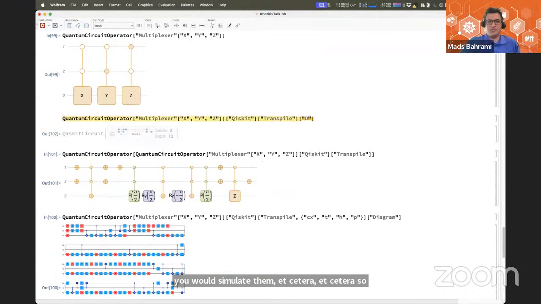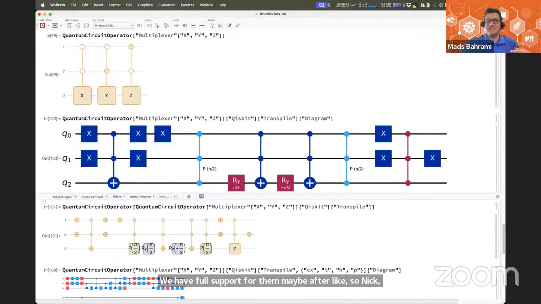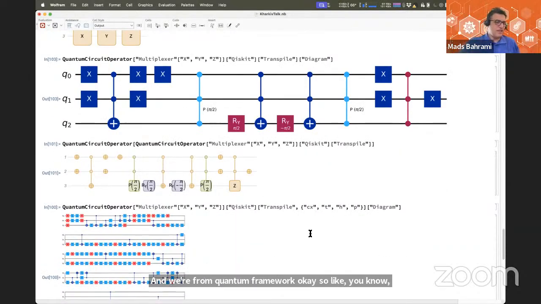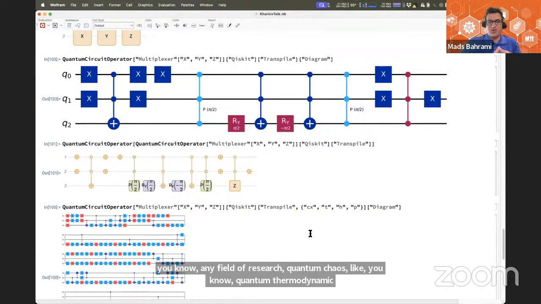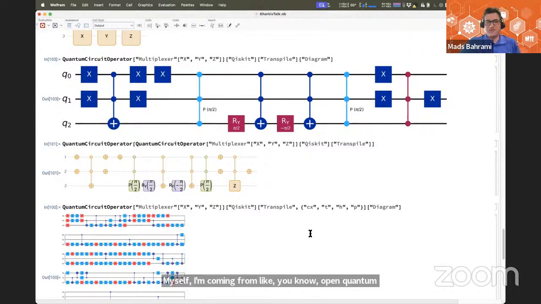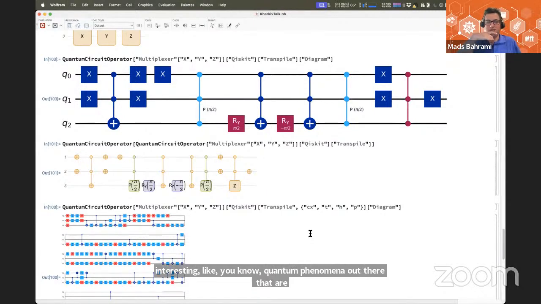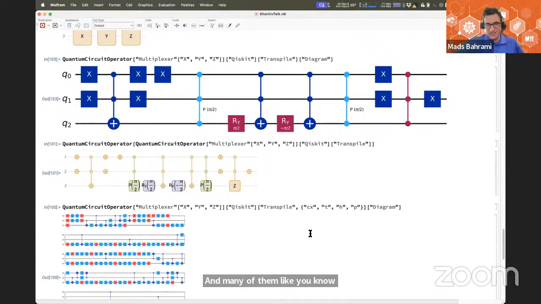Nick is showing you here that he's going back and forth between Qiskit and the Wolfram quantum framework, just to show you that both ways are possible. The other things are quantum sensing, quantum communication, any field of research, quantum chaos, quantum thermodynamics. I myself come from an open quantum systems background, so I do lots of that. So don't think that when you talk about quantum it's only quantum computing. There are very interesting quantum phenomena out there that are very important for applications, and for many of them the technology is available today.